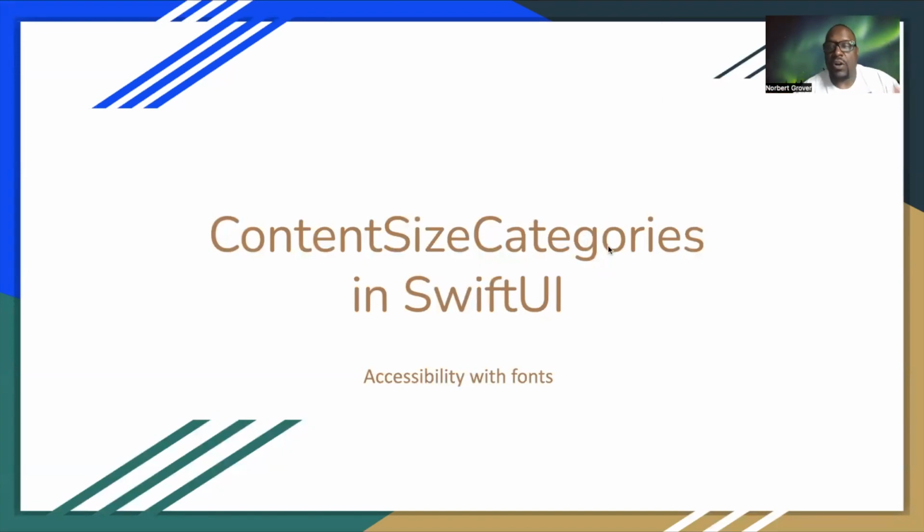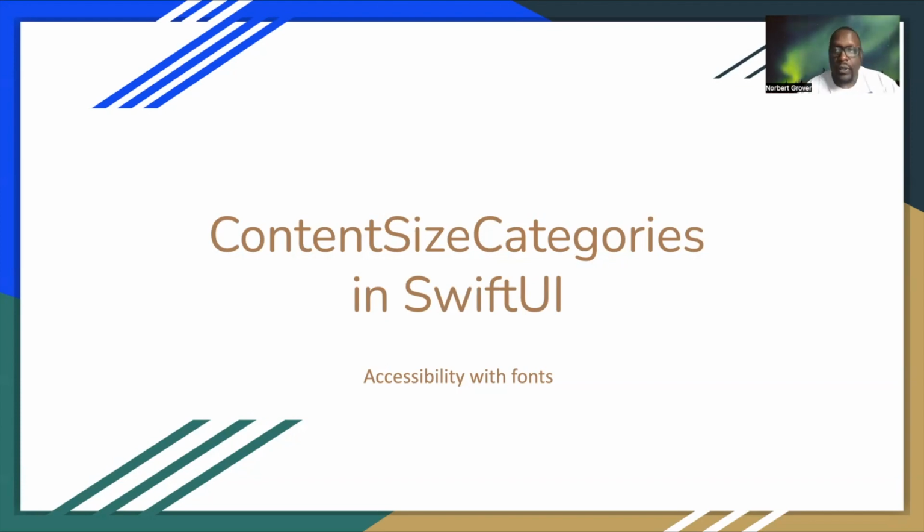Okay, so we talked about accessibility in the last video. Let's discuss content size categories in Swift. Now, let's talk about accessibility first. Accessibility basically refers to people who have some type of sight or hearing impairment, and creating ways to help them use your app, read your app, hear your app, or whatever.